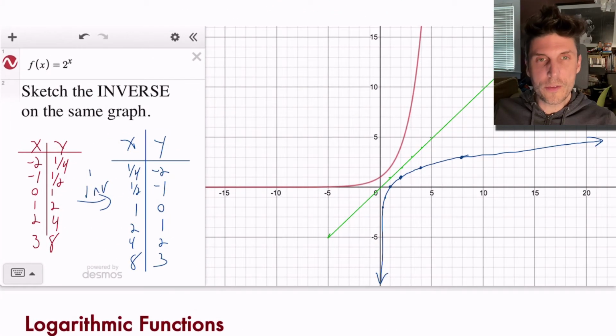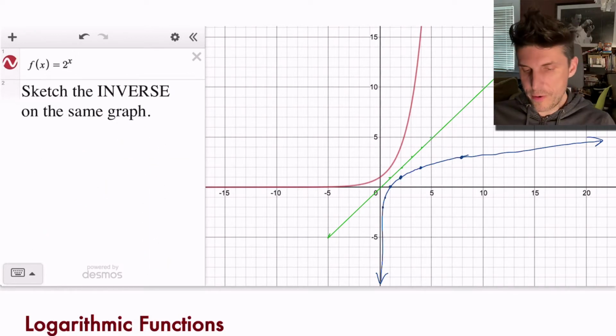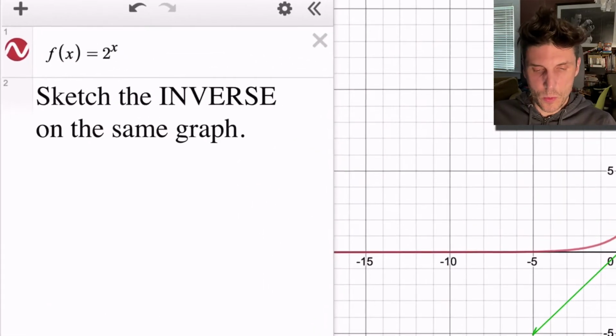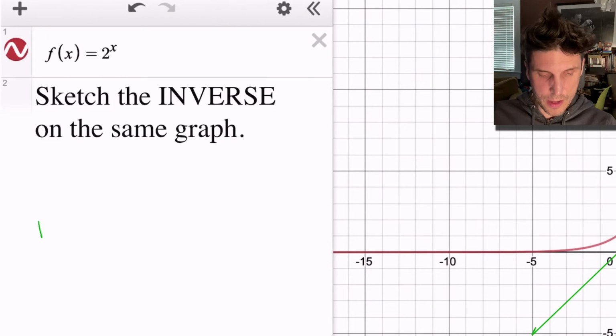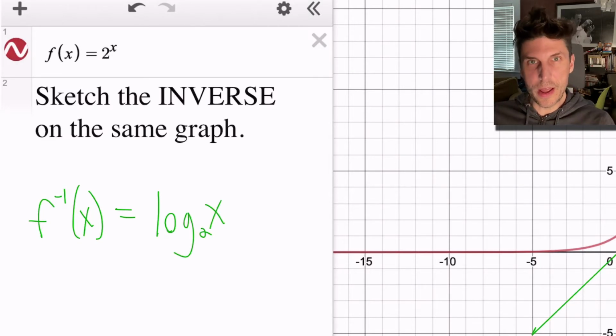All right, so inverse functions have symmetry with the line y equals x, and all of their coordinates are x and y exchanged. If you're wondering what the inverse function that I just graphed is, we would know that as f inverse, in this case, is going to be log base 2 of x.